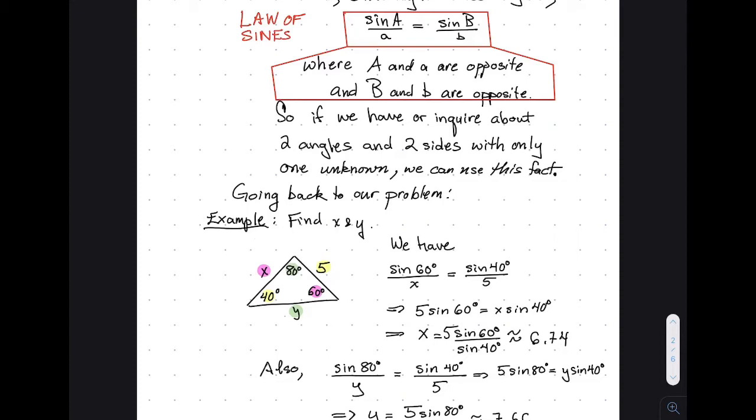It's a rational equation. We can multiply both sides by the common denominator and simplify. We get this. Then we divide by the factor sine of 40, and we find x is equal to 5 times the sine of 60 over sine of 40. We can put that in our calculator to estimate it at 6.74 units of length. So I'm leaving out the units of length here in all of these. The applications will have length units.